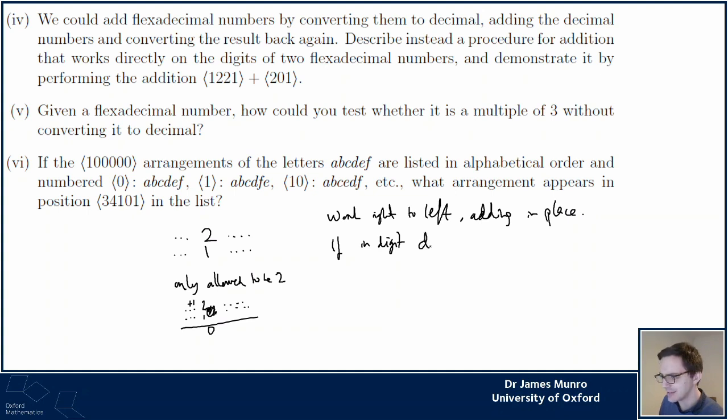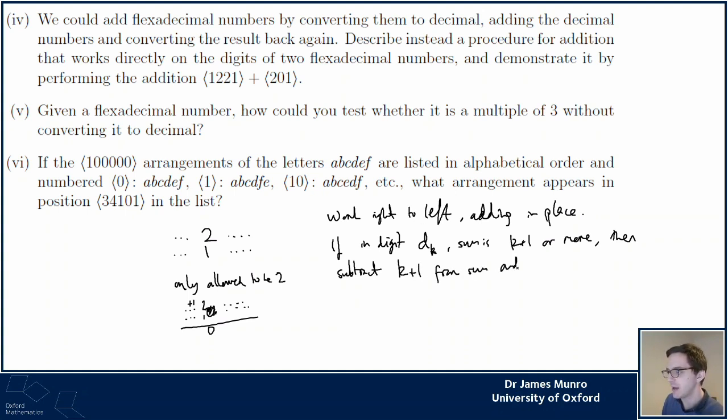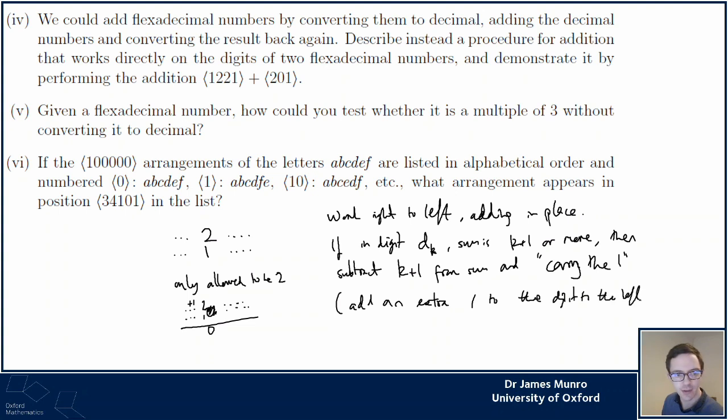I need a number, d_k or something. If the sum is k plus 1 or more, then I guess subtract, so k plus 1 would be enough to get us around to 0, and then k plus 2, I suppose, we'd want to get 1 instead and carry 1. So I need to subtract k plus 1 from the sum and carry the 1. So that's add an extra 1 to the digit to the left, which might cause us to do more carries. So maybe we should include that somewhere in here.